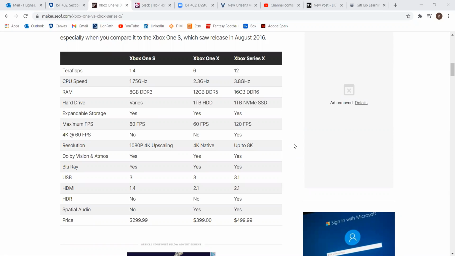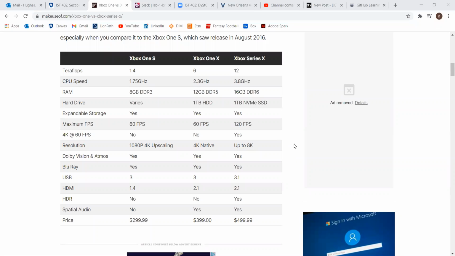Flops stands for floating point operations per second, or more simply, calculations or instructions to be executed. The Series X is capable of performing 12 trillion flops or instructions per second, which is incredibly fast and double that of the One X. To match what a 12 teraflop system can do in 1 second, a human would have to do one calculation per second for 380,025 years. So, yeah, it's a really fast system.